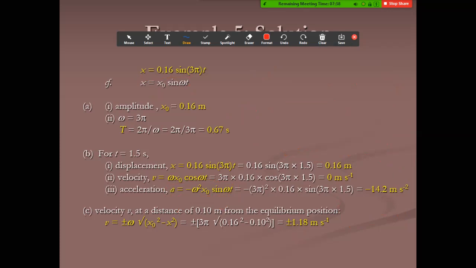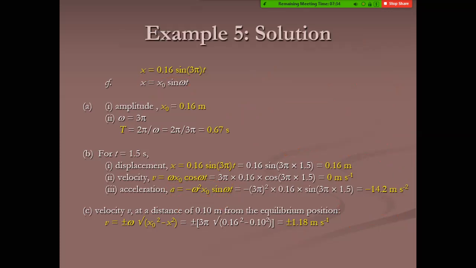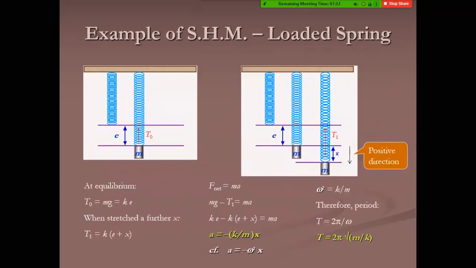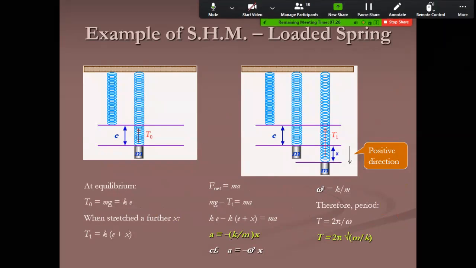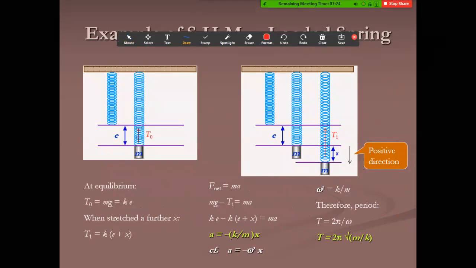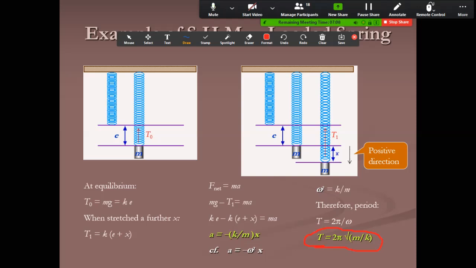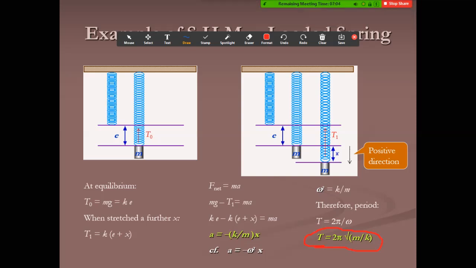Okay, let's move on. Class, this is something important today. Have you come across this formula before? T equals 2 pi root of m over k. Never come across it? This is the period formula for spring oscillation.